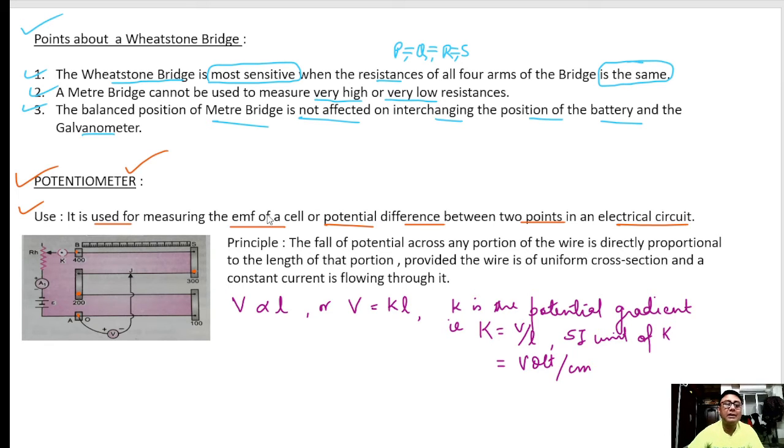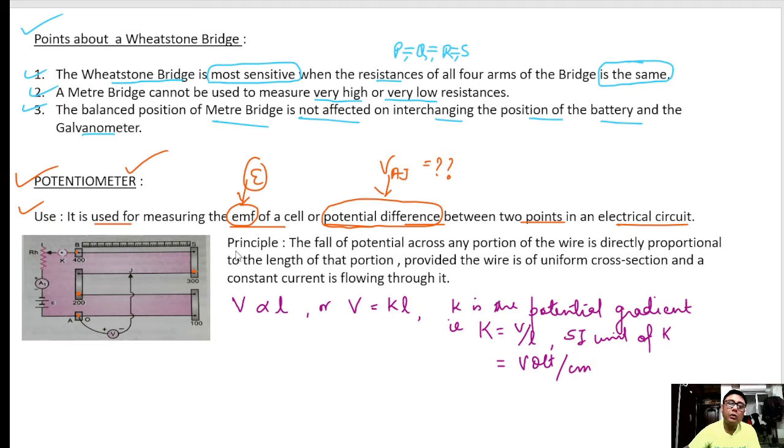That means it is used for measuring the EMF of a cell or the potential difference between any 2 points in an electrical circuit. So we can measure what EMF we are using, or what the potential difference is between any 2 points, suppose between A and J. That also we can measure.